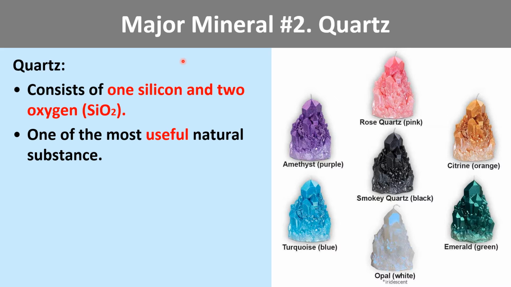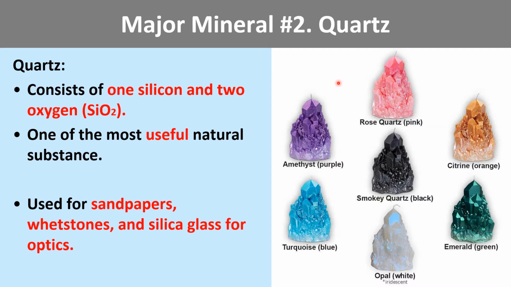It is one of the most useful natural substances too, because it does reflection and it does let some of the light pass through too. So it's a natural filter of light. It is also used for sandpapers, whetstones, and silica glass for optic material. Like I said, optic instruments have quartz in them. The thickness and how spread the slides or lenses are depends on that. Different outcomes will be expected.